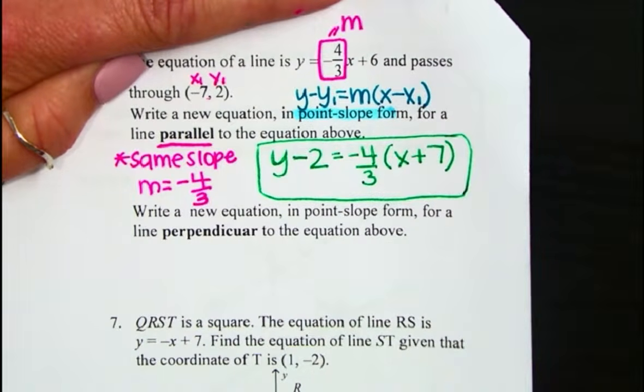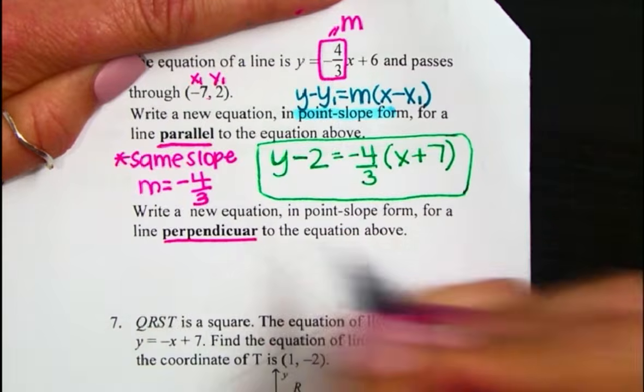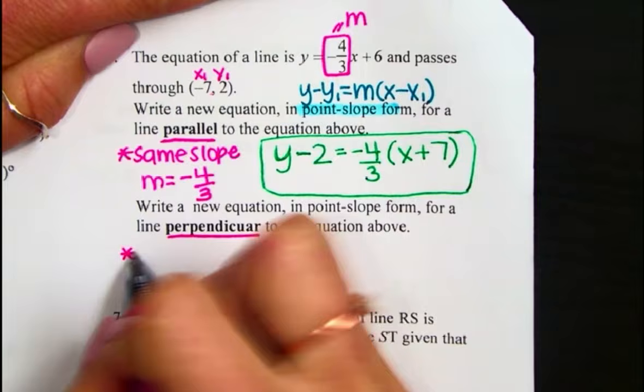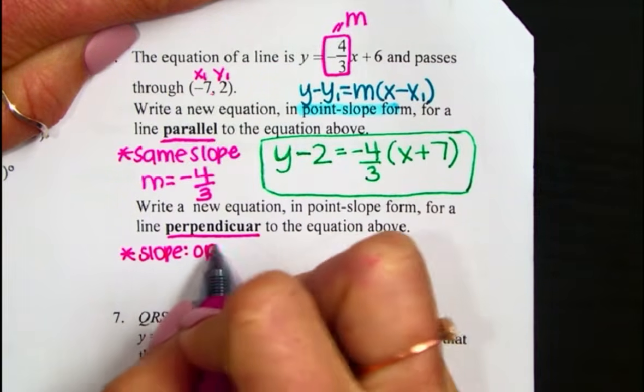And now we're going to write the equation of a line that's perpendicular. So remember, perpendicular lines have slopes that are opposite reciprocals.